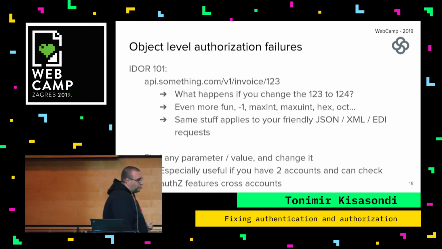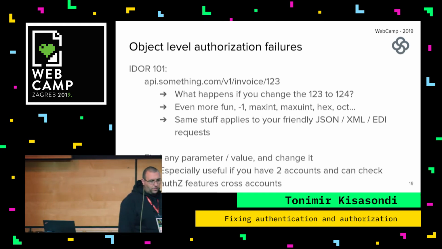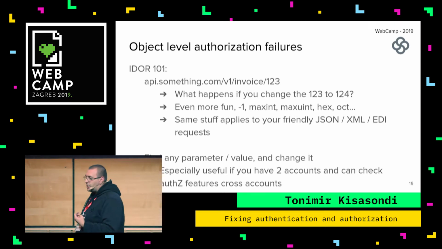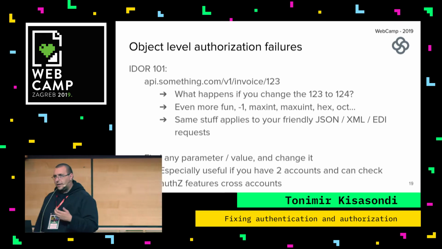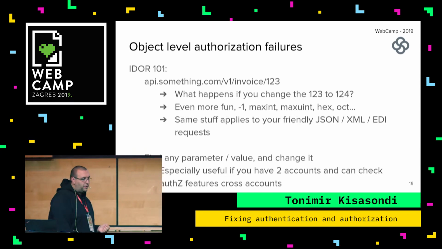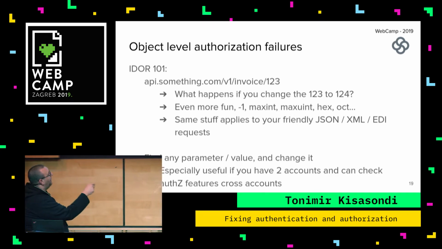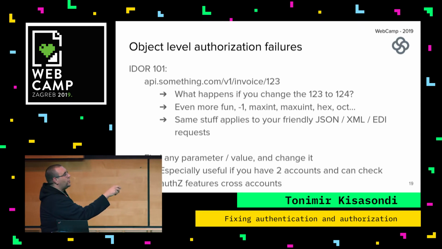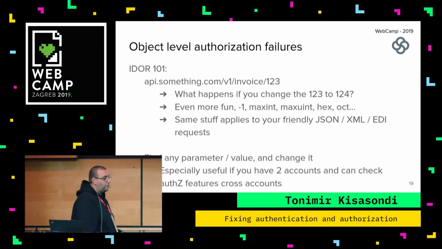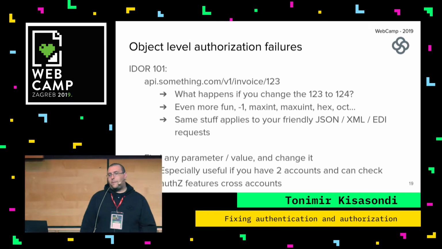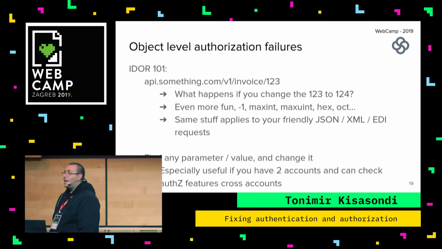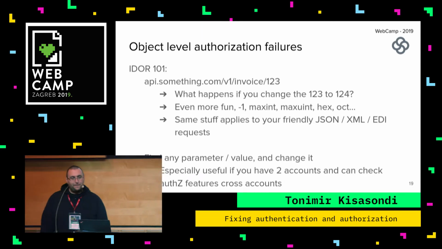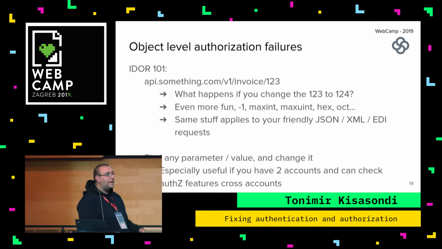Let's talk a little bit about authorization. A very common thing we also see is authorization failures. The object-level authorization failure is something we call insecure direct object references. So what's an insecure direct object reference? Imagine you have an API and you want to get invoice number 123. What happens if you change 123 into 124, 125, 126? Maxint, -1. You start issuing octal numbers, you start issuing hex numbers, and so on. The same stuff applies to any other requests.